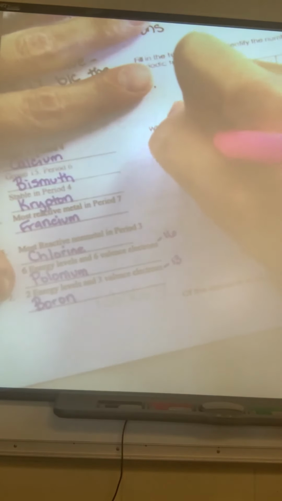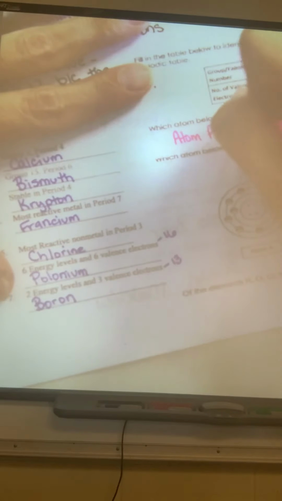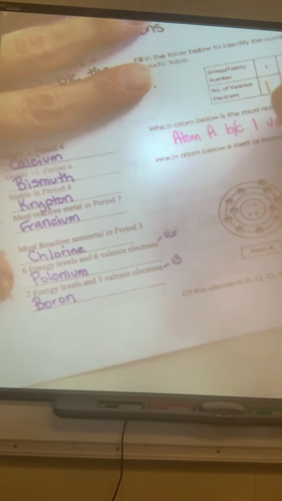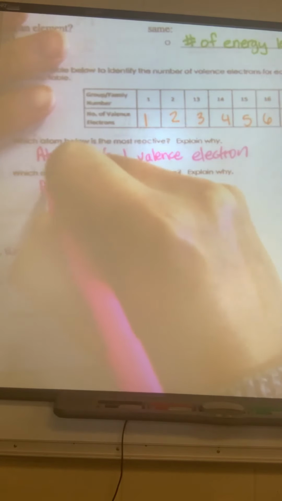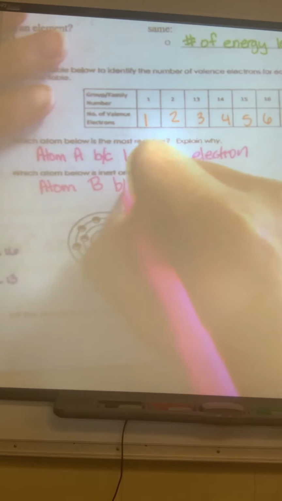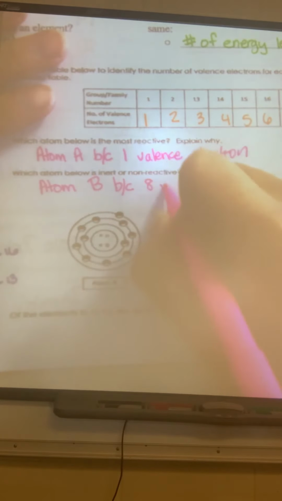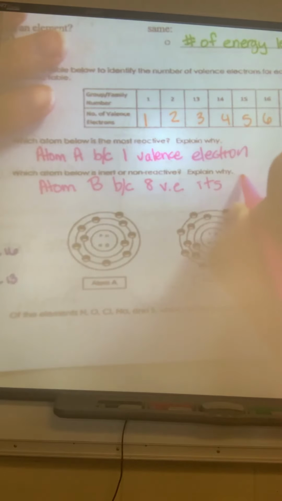All right, which atom below is the most reactive? Look at these models. Which one would be my most reactive? A. Why? It only has one valence electron. Good. Atom A, because 1 valence electron, it's easy to give that one up. All right, which atom below is inert or non-reactive? B. Why? Because it has 8 valence electrons, it's full. It has no room.